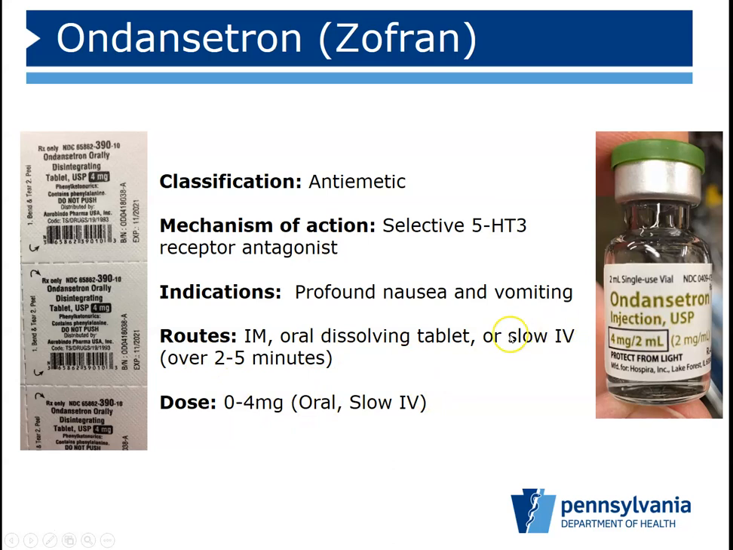When you give it slow, you have to give it over 2 to 5 minutes. And again, the dosage is going to be anywhere between 0 to 4 milligrams, especially when we look at the pediatrics. But please realize if someone is actively vomiting on you, giving an oral disintegrating tablet underneath the tongue or something like that may be a little difficult to get in until they're no longer vomiting.